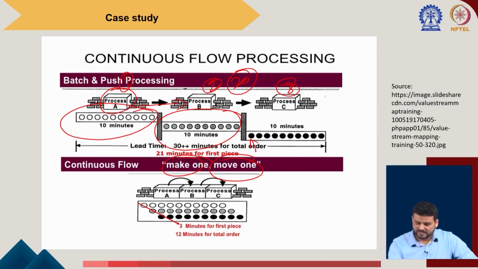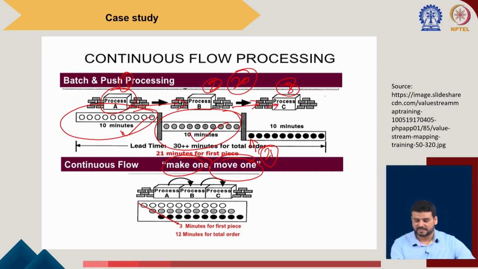Now, after the first minute of the third stage, my first product will be out. That means it will take 21 minutes minimum to produce the first product, right? Because 10 minutes here, 10 minutes here, then the complete lot is coming here.